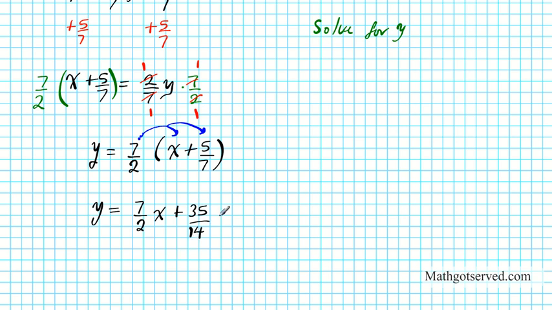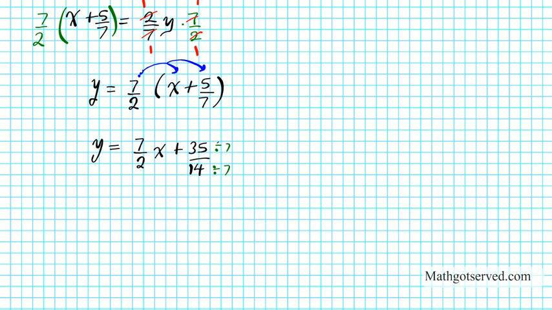This can be reduced by dividing the top and bottom by 7. Divide by 7, divide by 7. So our inverse, starting with y, is 7 over 2x plus 5 over 2.